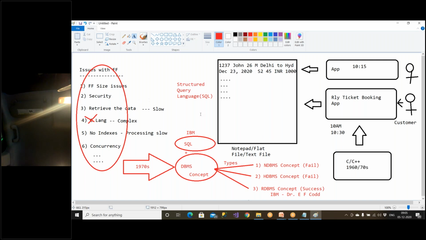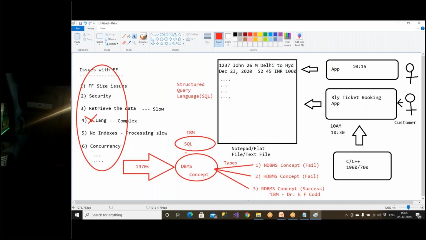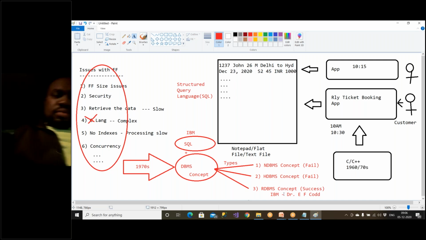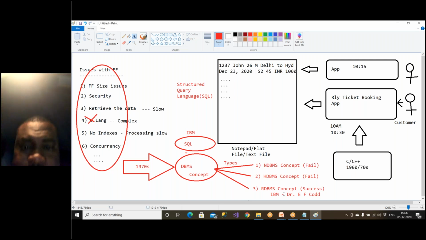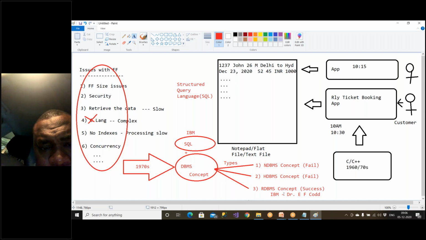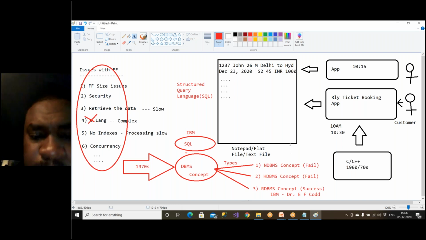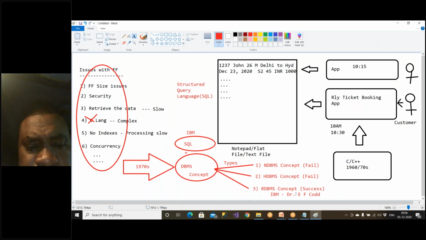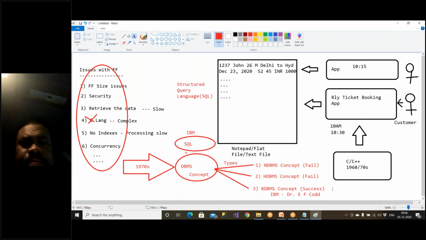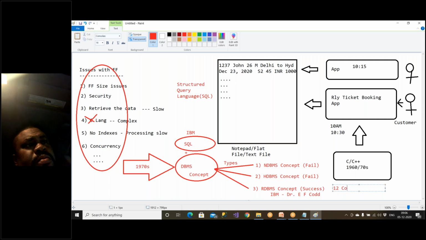So the network DBMS and hierarchical DBMS completely failed, and the RDBMS, relational database management system, is one type of database management system. It can store a large amount of data, and you can retrieve it whenever you want. This large amount of data will be completely secured and highly fast, and there is no complex language to write. You can use the SQL language to interact with RDBMS concepts. Clear? Using this concept, E.F. Codd has given you some rules. Those are called the 12 Codd rules.